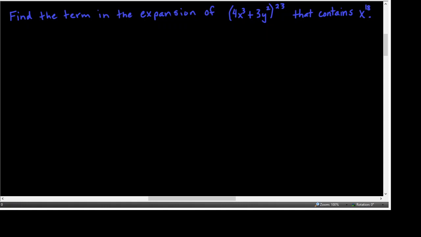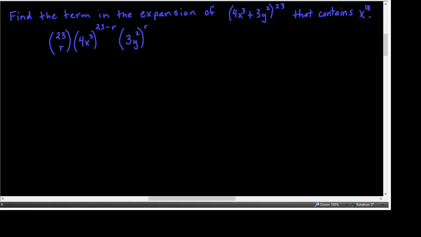Okay, so we know from the binomial theorem that n in this problem is 23, and they didn't tell me which term it was. Like if it were the 9th term, I'd know that r is 8, but they didn't tell me that. So for right now, r is unknown. The first part, 4x cubed, is going to be raised to the 23 minus r power. And the second thing, 3y squared, will be raised to the r power.